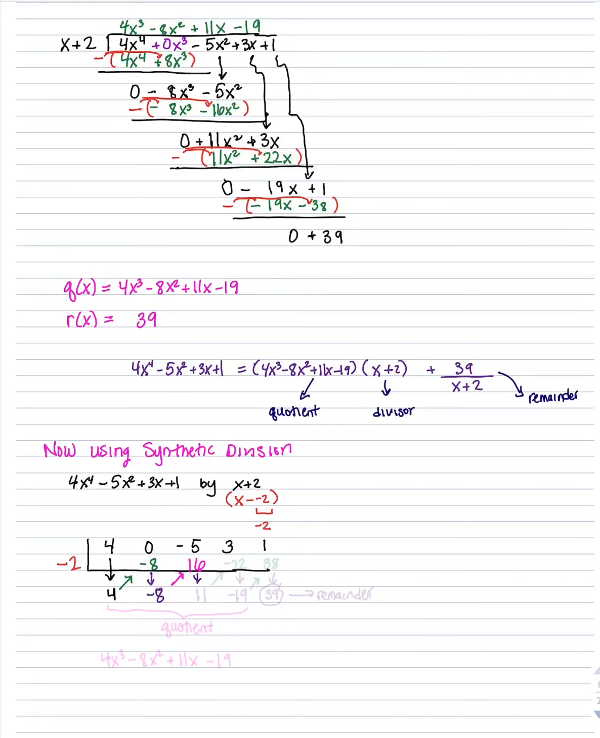16 plus negative 5 gives us 11. 11 times negative 2 is negative 22. Negative 22 plus 3 is negative 19. And negative 19 times negative 2 is 38. And 38 plus 1 is 39. So this is our remainder.